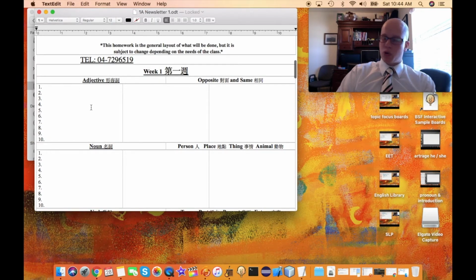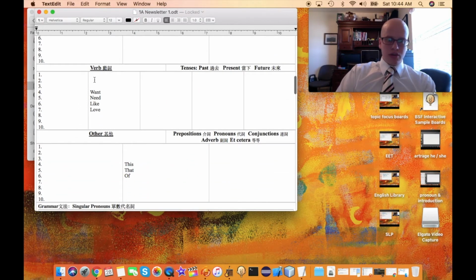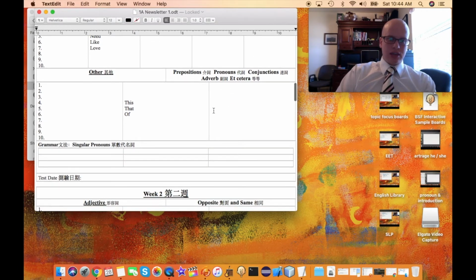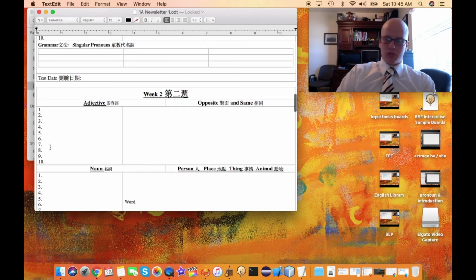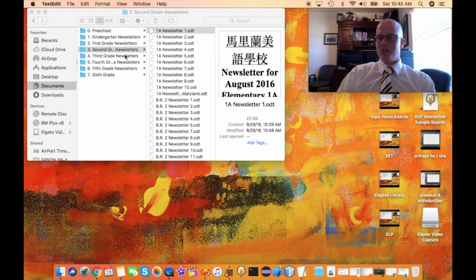We'll have vocab words for adjectives, the opposite and the same. Words for nouns, the person, place, thing, or animal. The verb, and you can do them in their different tenses. And then you'll have other, like prepositions, pronouns, conjunctions, adverbs, etc. Okay, and that would be what a newsletter for an older group would look like and what they're working on. Okay, and that is it for newsletters.